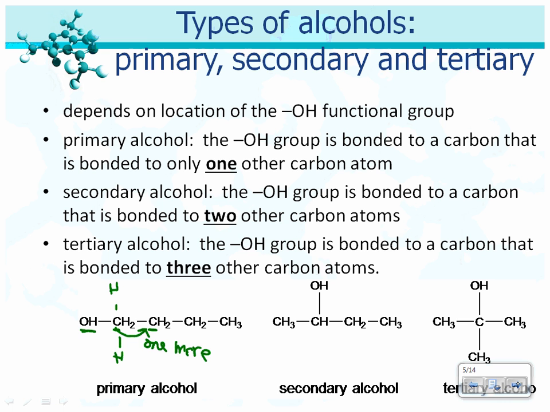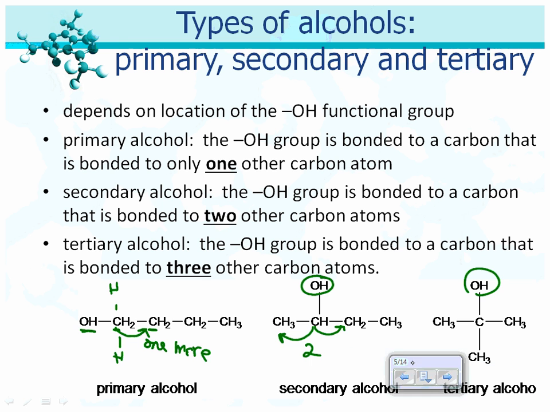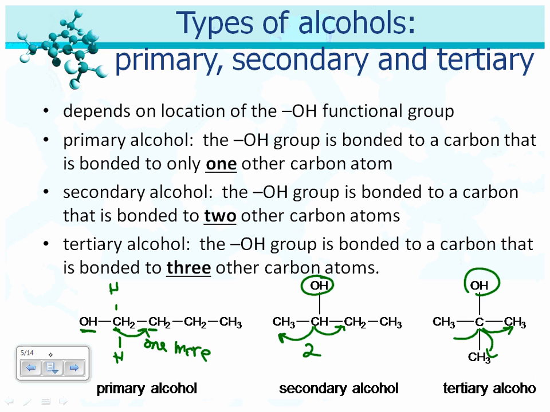Here's an example of a hydroxyl group. It's bonded to a carbon, and this carbon has 2 other carbons attached to it. We call that a secondary alcohol. And in the third one, your carbon here is bonded to 3 other carbons, so we call that a tertiary alcohol. Now, why is that important?